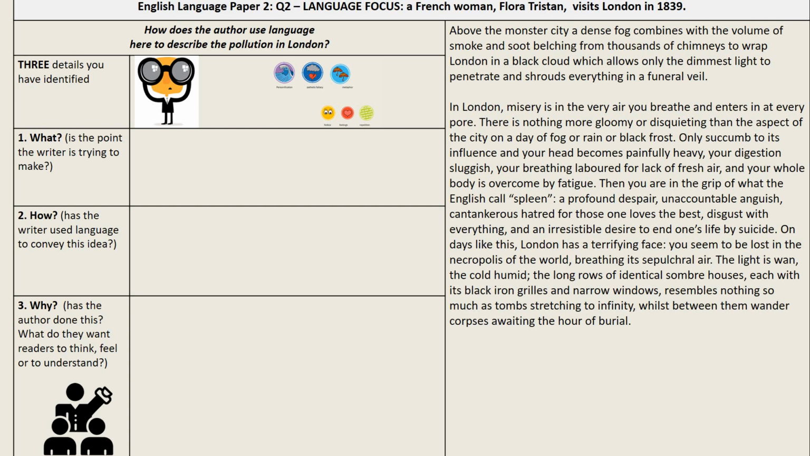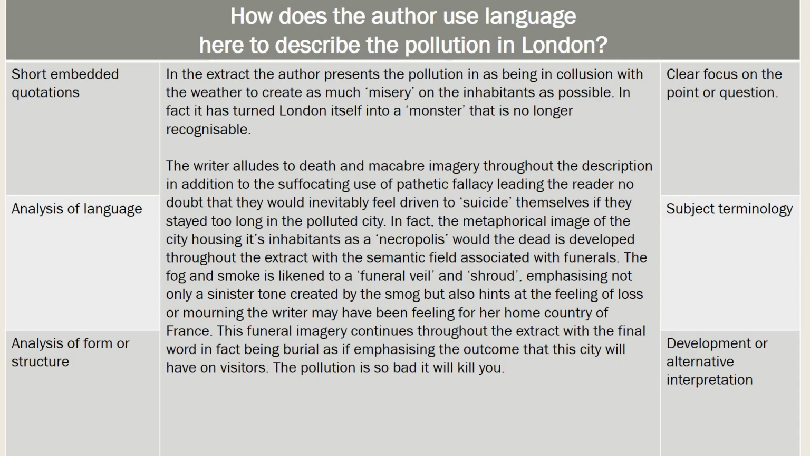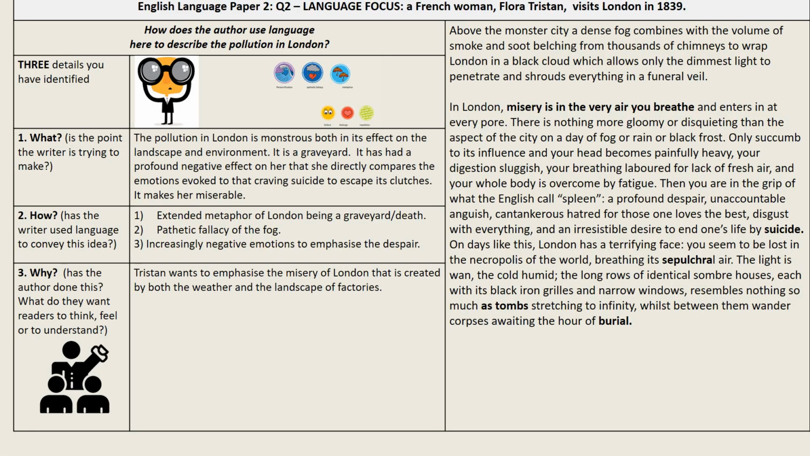I'm just going to talk you through your task, and then we'll show you the stretch and challenge version as well, okay? And they're both the same thing basically. Very similar to what you looked at last week. You are going to focus on the question, and that is, how does the author use language here to describe the pollution in London? So the question specifically is asking about pollution.